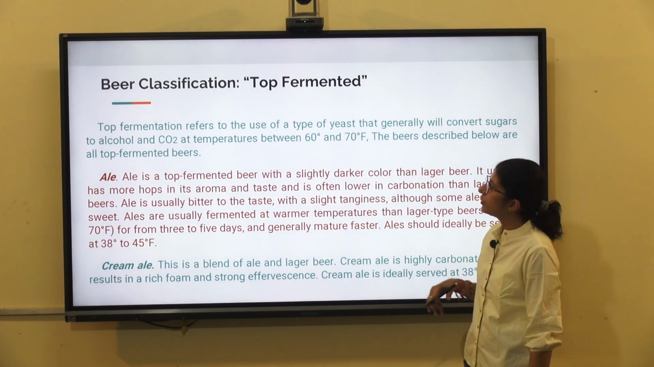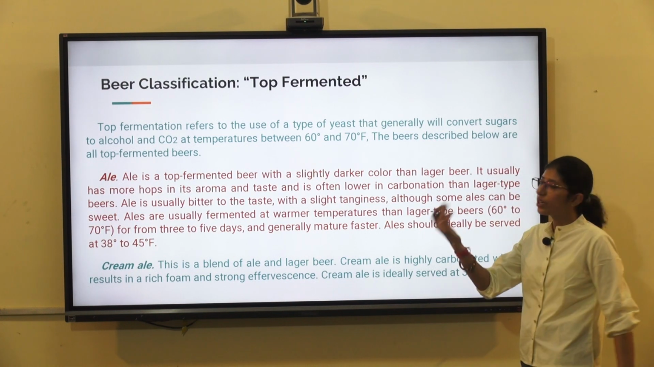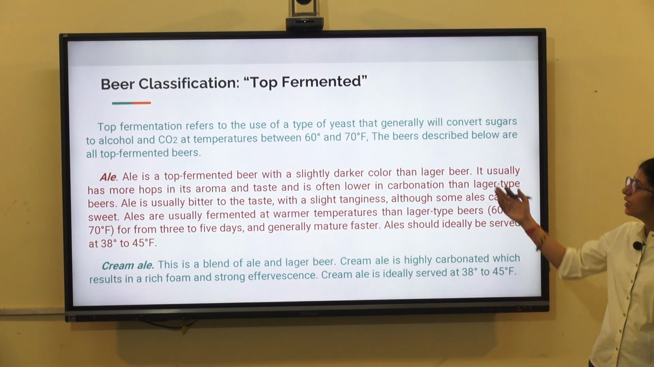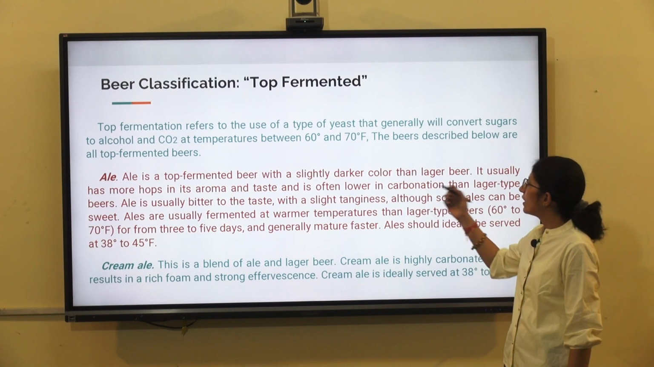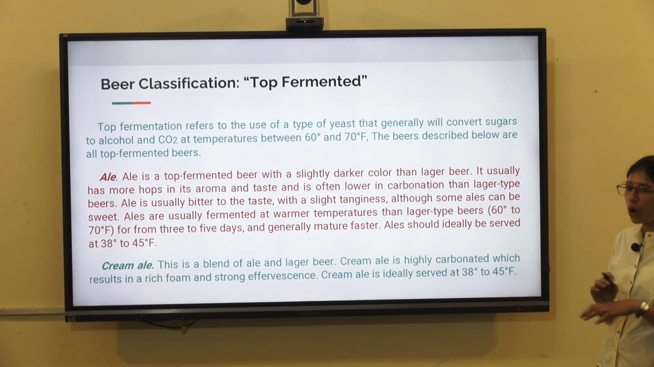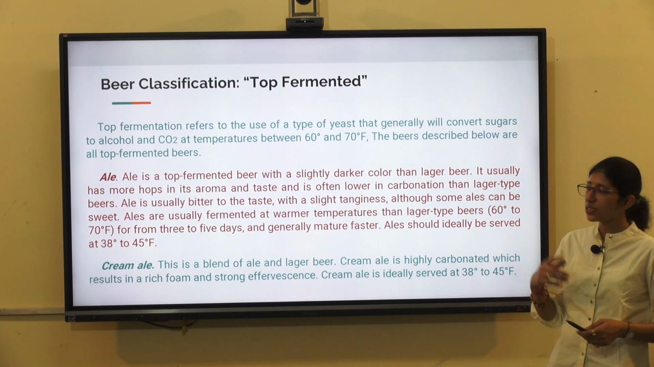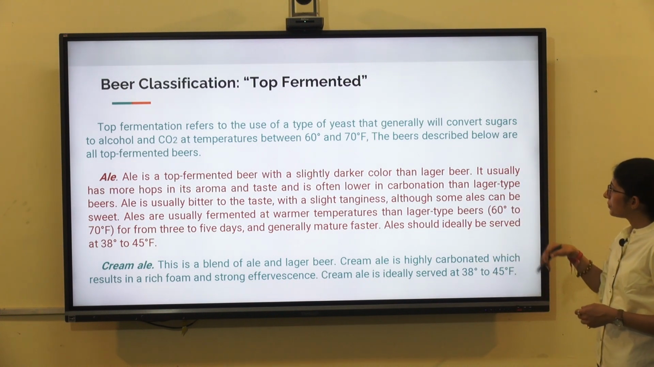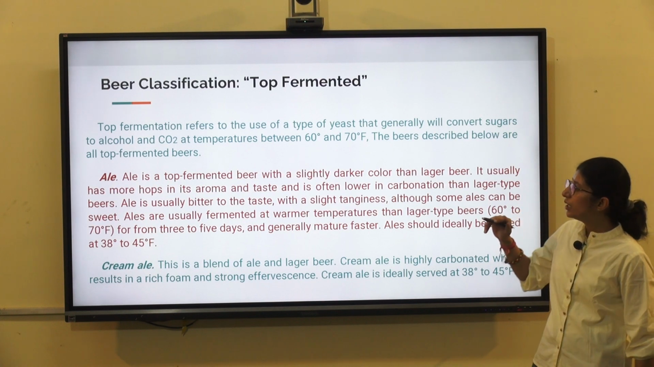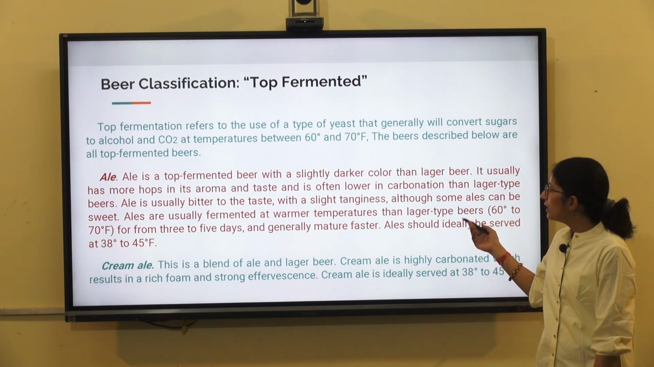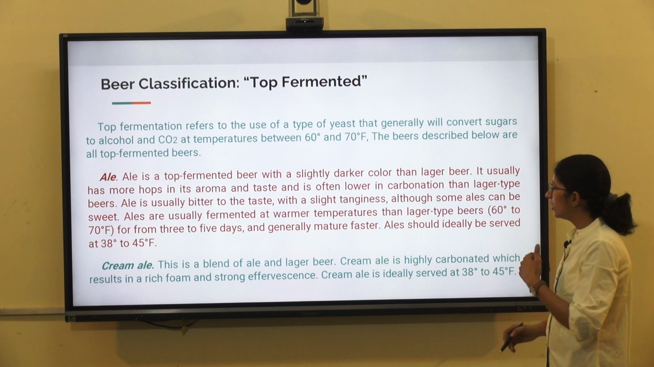Now, this is the top fermented beer, as we have already discussed what top fermenting beers are, and one of them is ale. Ale is slightly darker than the lager, and usually has more hops in its aroma. Taste is often fruity and lower in carbonation as compared to the lager type of beer. Ale is usually bitter to the taste and slightly tangy on the tongue.